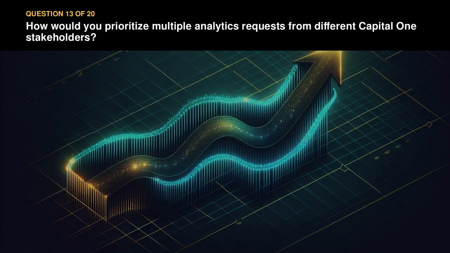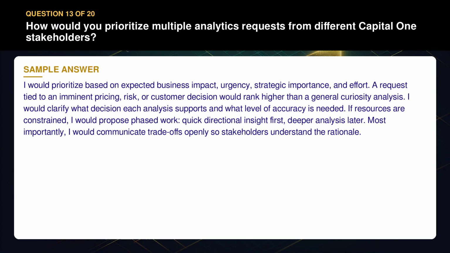Question 13. How would you prioritize multiple analytics requests from different Capital One stakeholders? I would prioritize based on expected business impact, urgency, strategic importance, and effort. A request tied to an imminent pricing, risk, or customer decision would rank higher than a general curiosity analysis.